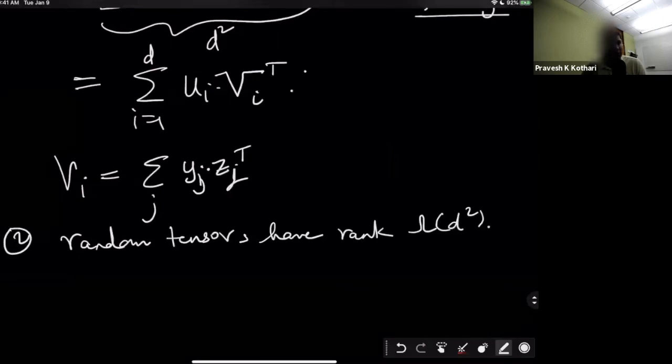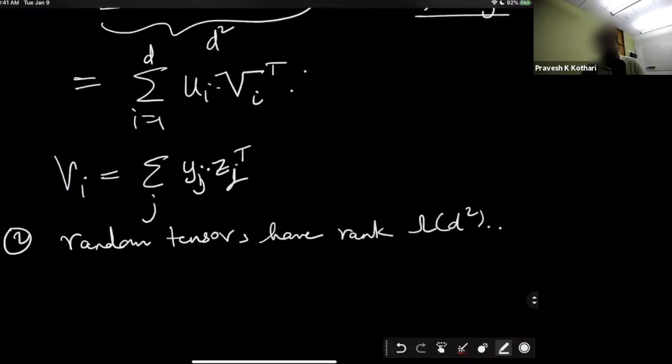I'm not totally sure if I know a simple proof of this claim which matches constants, but if you don't care about constants, then this is not so hard to prove. So not only do tensors have rank D squared, most tensors actually have rank D squared. By random, I mean, take each entry of the tensor to be a random independent Gaussian. So this answers Ty's question: up to constants, at least, tensors can and do have rank up to D squared.